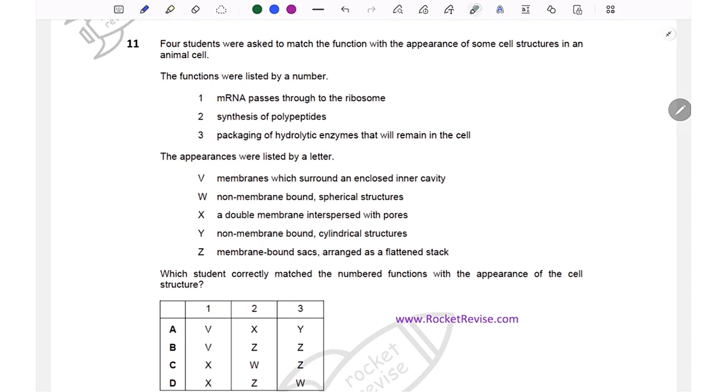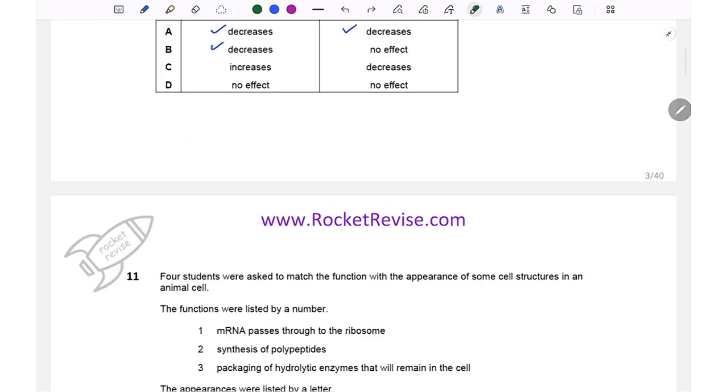Okay, question number 1. This is a common kind of question that has come up a few times. 4 students were asked to match the function with the appearance of some cell structures in an animal cell. The functions were listed by a number. So you have these functions. The first step would be to identify what the structure is, and then you're going to match it with its appearance given by these letters.